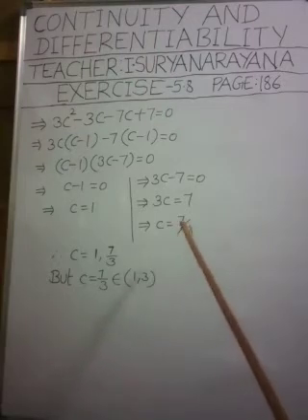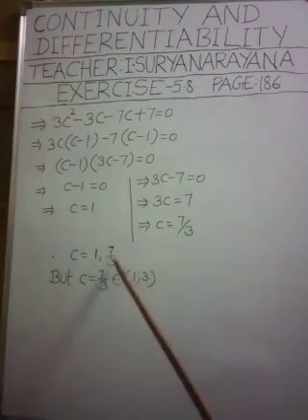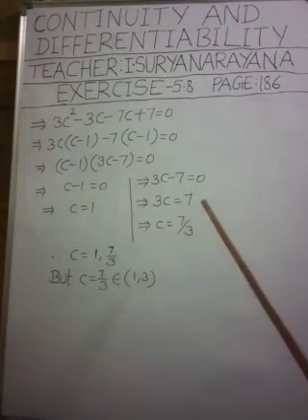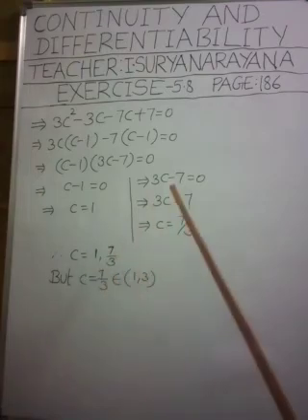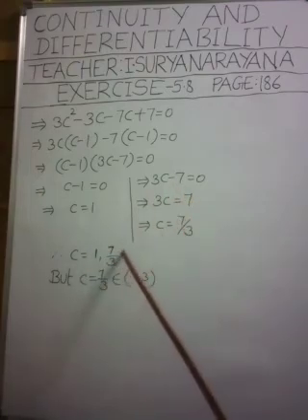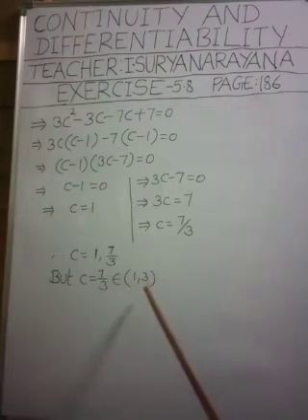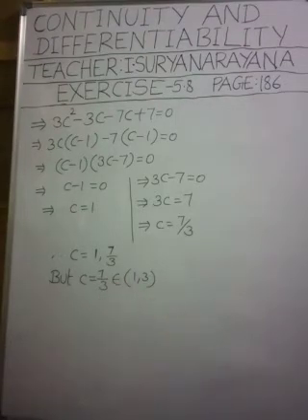So what are the values of c here? 1 comma 7 by 3. But here 1 belongs to the closed interval 1 comma 3. It should not be included. This number should not be there in the given interval. So c is equal to 7 by 3. It lies in the open interval 1 comma 3. We got the point c, that value is 7 by 3, in the open interval 1 comma 3. Understood the question, my dear children?